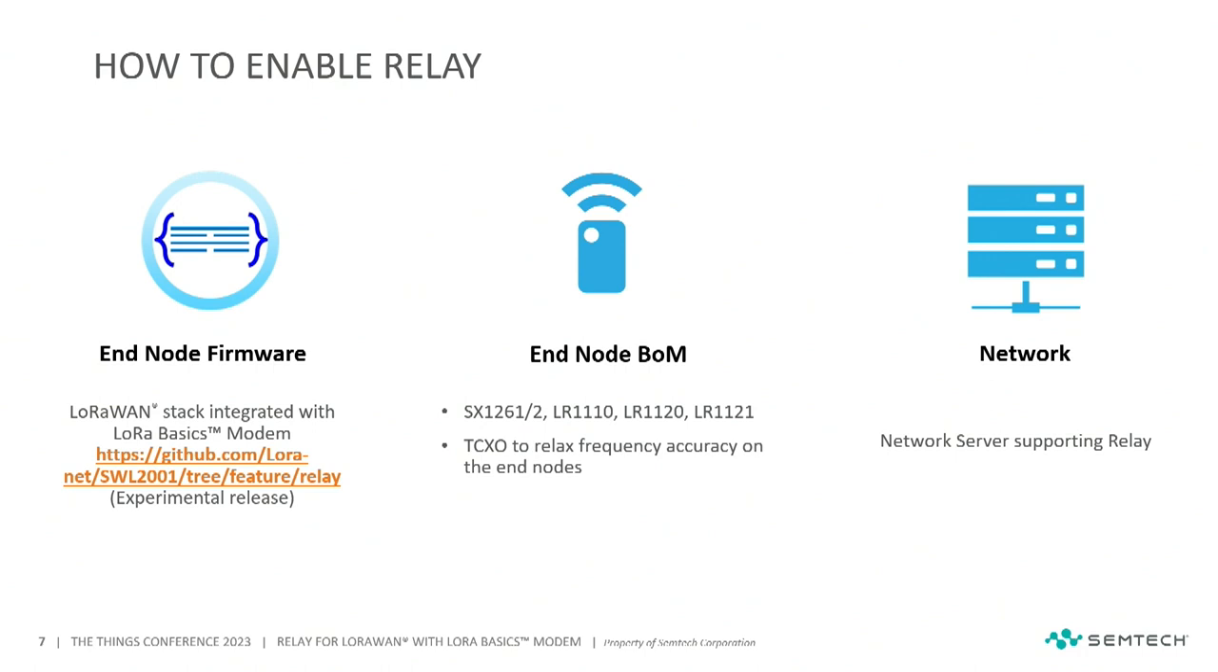Then you need, in terms of BOM, modules that integrate second and third generation devices. That's very important. That's only for the relay itself, okay? We will see why later, but basically those devices implement a feature, channel activity detection, that is now exploited in the relay. And third, of course, you have to make sure that the network server you are relying on implements this additional feature of the stack.